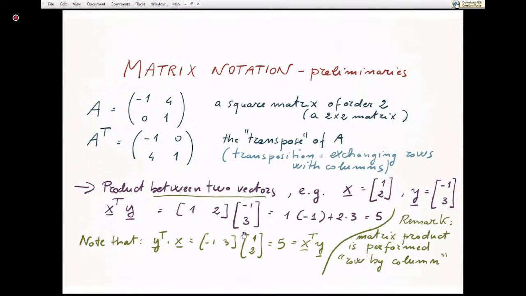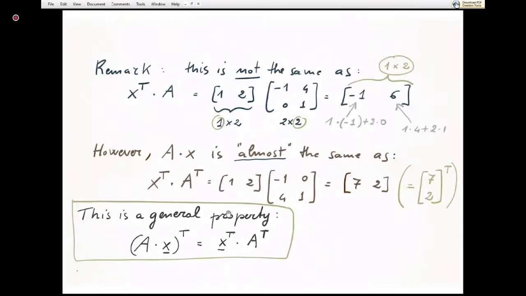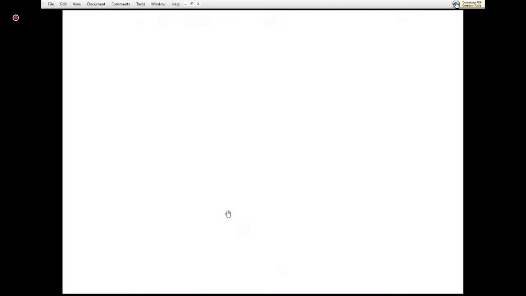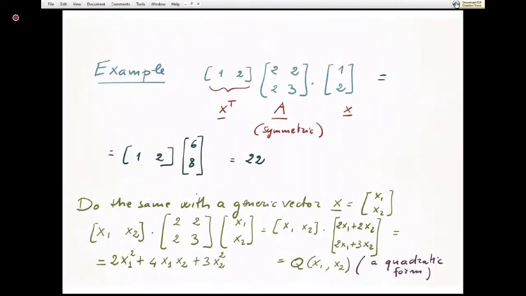One is a row, the other is a column. Then I extended this to matrix by vector, and then vector by matrix by vector, just to introduce quadratic forms. I guess you remember this. So basically, we have only seen the matrix product.